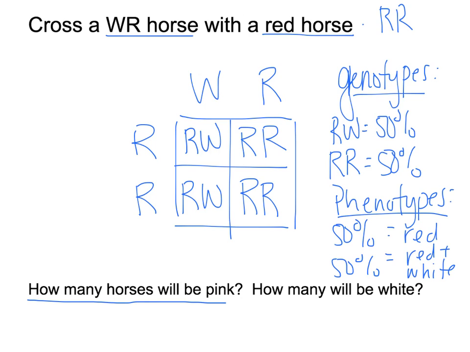Because it's codominance, we're not going to have an in-between phenotype. Remember, in codominance, heterozygous individuals express both of those alleles. Therefore, they're going to be red and white. They're not going to be pink. So that would be 0%. And how many of our horses are going to be white? We're also going to have 0%. So make sure you have that sample problem complete, and we'll try one more sample problem.